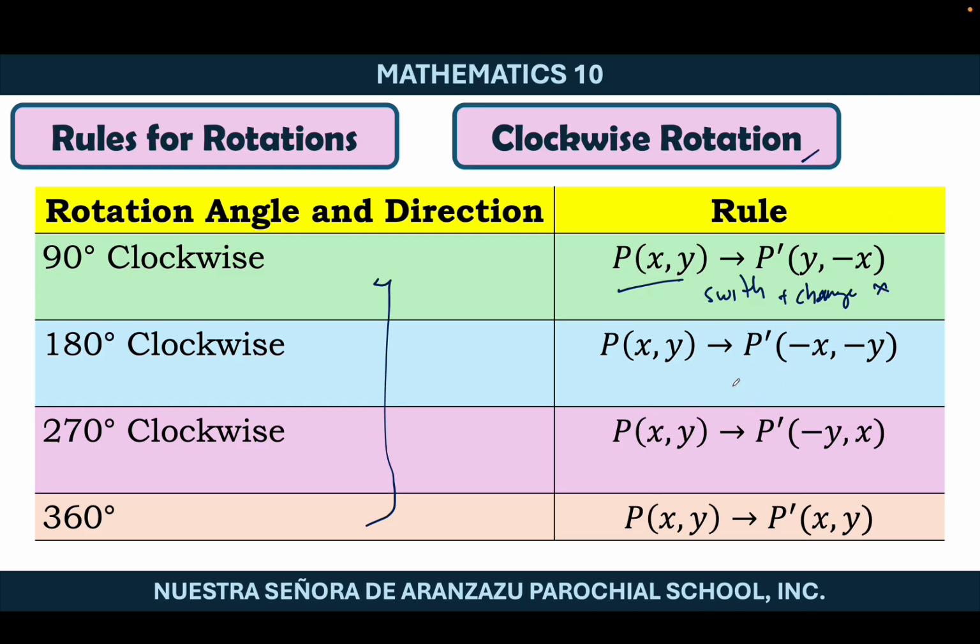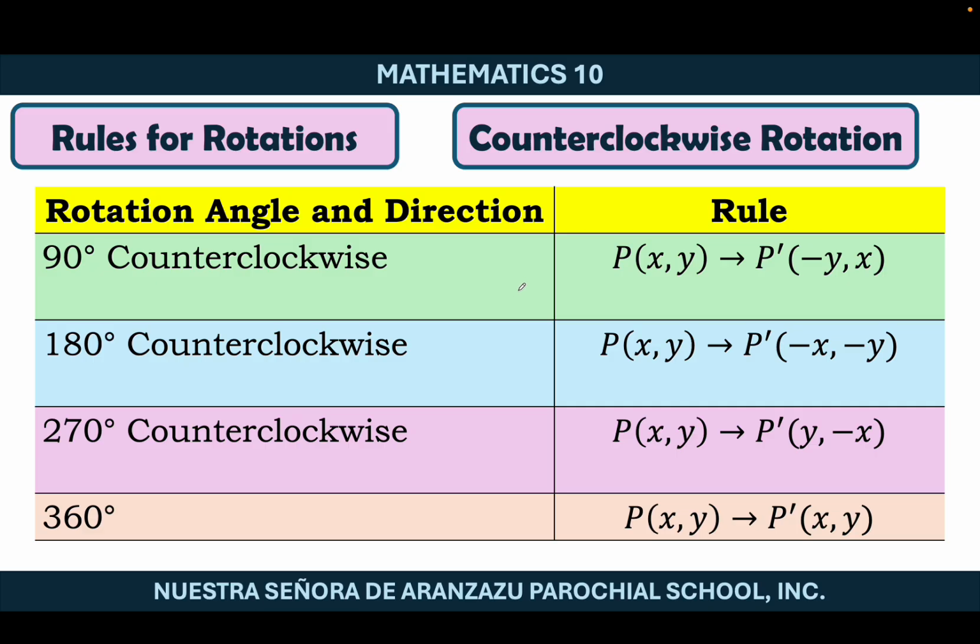For 180 degrees clockwise naman, ang rule lang natin is change sign. And for 270 degrees clockwise naman, you switch, then change y. Change the sign of y. While 360 degrees naman, same lang siya. Okay, so ito pinakamadali sa lahat kasi wala ka na i-apply na rule kasi babalik lang yan lagi sa kanyang original position or original point.